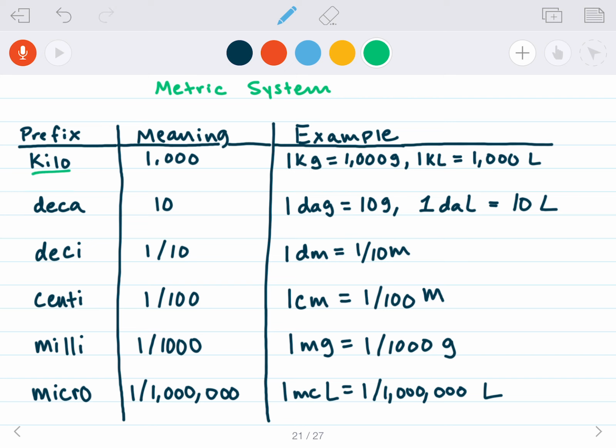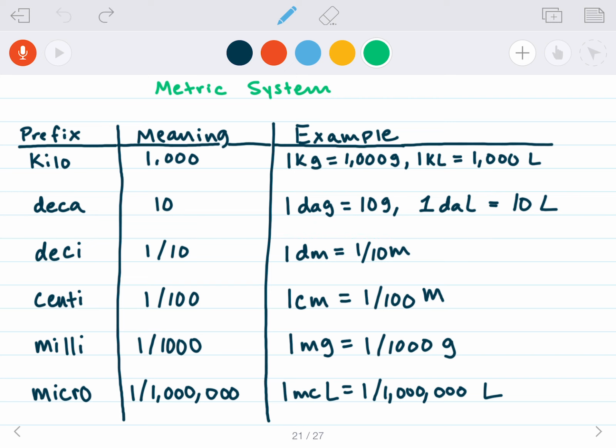So what kilo means is 1,000. So if you say I have a kilogram, what I mean is I have 1,000 grams. If I have a kiloliter, that means I have 1,000 liters. If I have a kilometer, I have 1,000 meters, okay? So that's the idea here. Deca is 10, 1 decagram is 10 grams, 1 decaliter is 10 liters, and so forth and so forth.